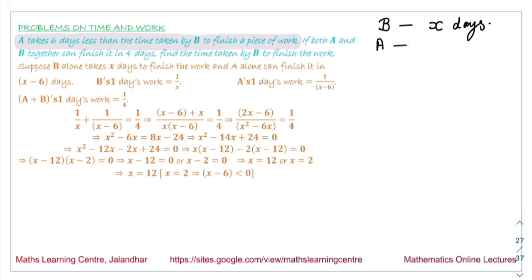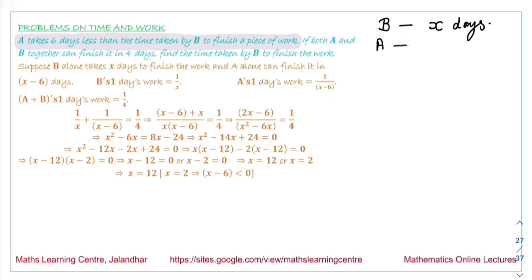Now next is: two water taps together can fill a tank. We are saying two taps are there. One tap is here and another tap is there. They can together fill the tank in 9 whole 3 by 8 hours. The tap of larger diameter, suppose this is of larger diameter, takes 10 hours less than the smaller one to fill the tank separately. Find the time in which each tap can separately fill the tank.